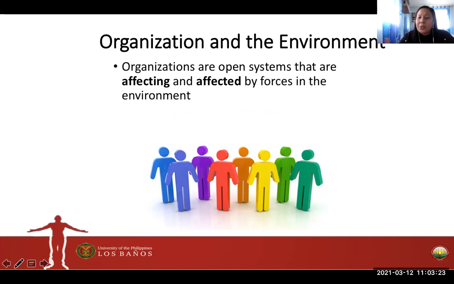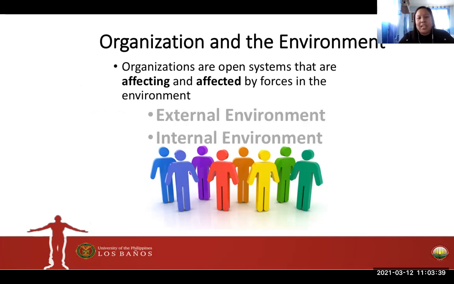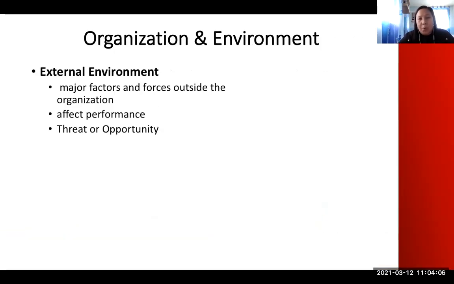Now, what are organizations, you might be asking? These are open systems that are affecting and affected by the forces in the environment. Later, we're going to discuss the external and internal environment one by one. The external environment is also called the general, macro, or external environment, and part of it is the task and industry environment. For the internal environment, we have the resources, capabilities, and the organizational culture that exists within the organization, may it be private, NGO, or government type.